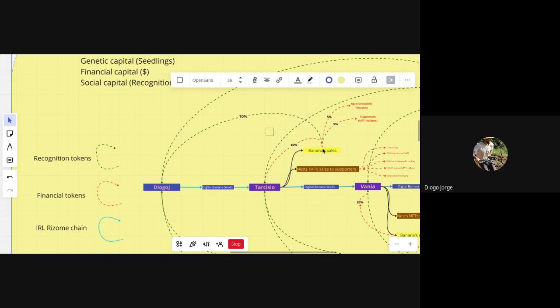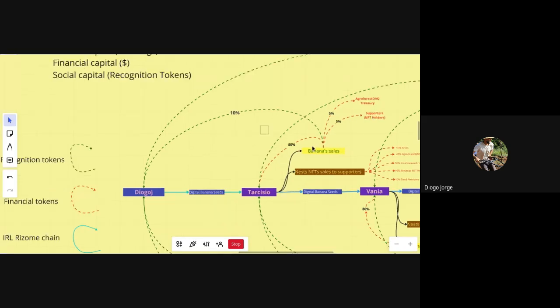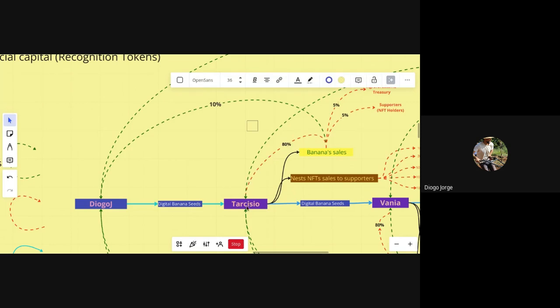We will be selling bananas, and this way there will be a portion going to the treasury, a portion going to the NFT holders, the supporters. Then we have 80% going to the stewards that sold, in this case Tarcísio, but 10% in green is going as a reputation token to Diogo, to these first agents over here.